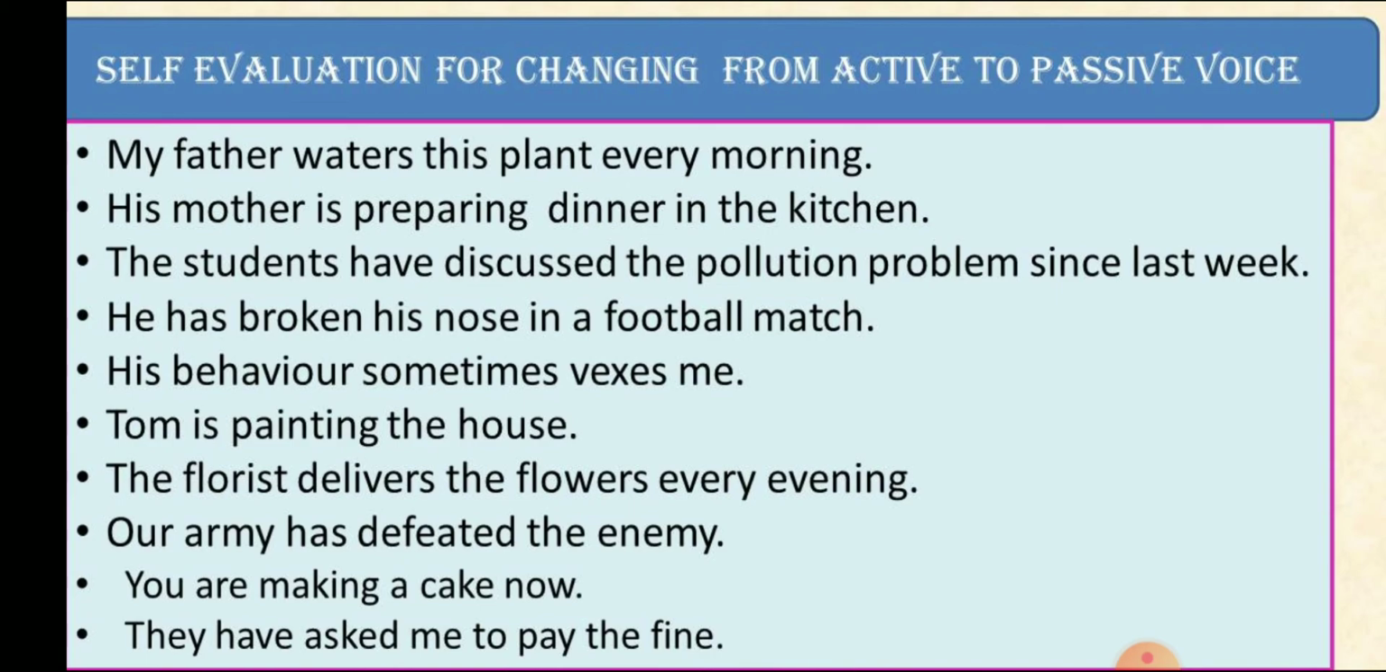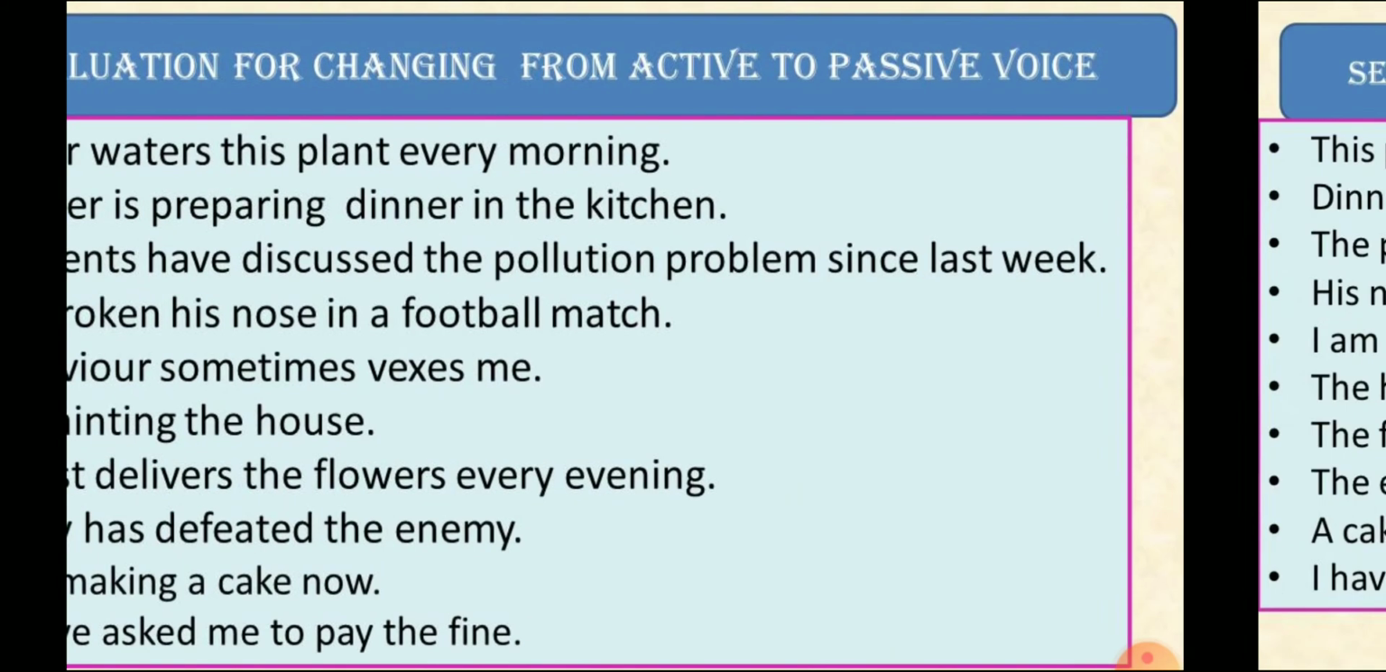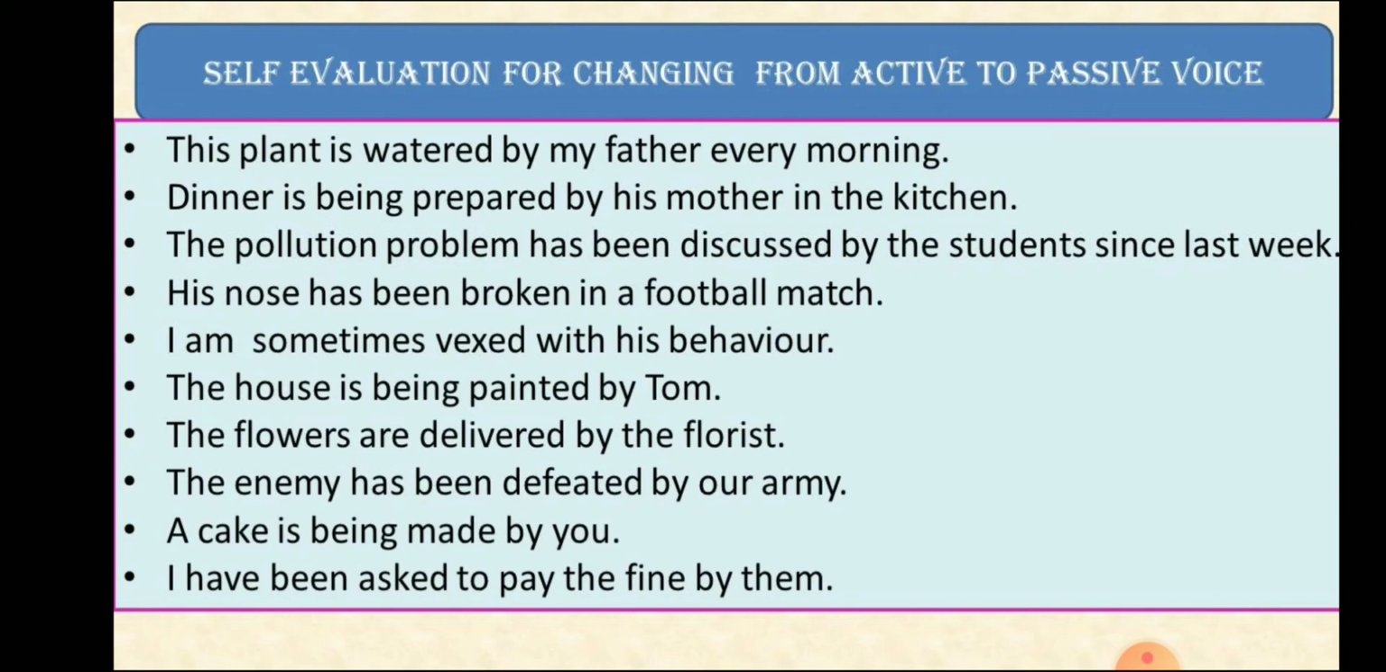The students have discussed the pollution problem since last week. So we have to identify the subject and object, and we have to identify the tense. The tense here is present perfect tense. The pollution problem have been discussed by the students since last week. Am I correct? Sorry, the pollution problem has been. Why? Because the pollution problem is singular, so it should agree with only has, not have. If it is plural, it should agree with have. So the pollution problem has been discussed by the students since last week.